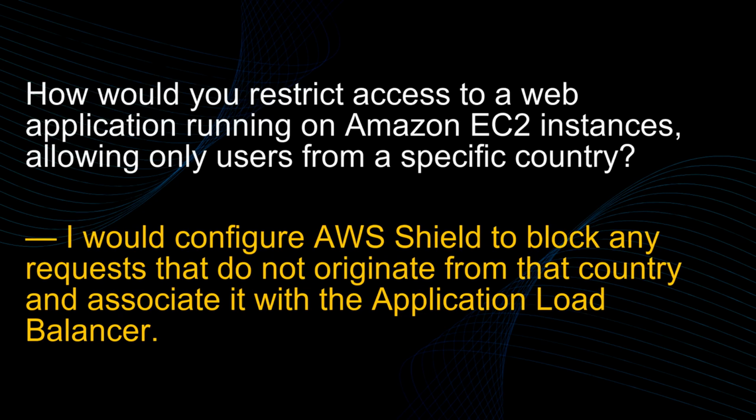How would you restrict access to a web application running on Amazon EC2 instances, allowing only users from a specific country? I would configure AWS Shield to block any requests that do not originate from that country and associate it with the Application Load Balancer.